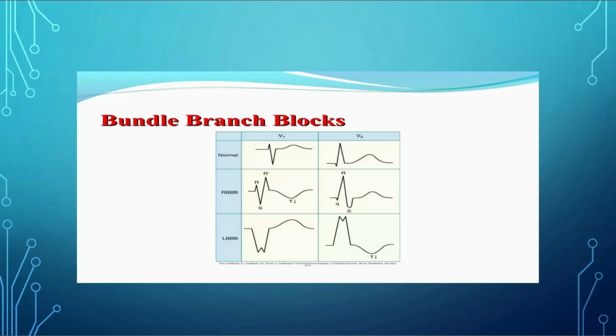So you can see this is normal in V1 and V6. In right bundle branch block, you can see this R dash pattern. And in left bundle branch block, you can see this is the W in V1 and this M in V6. And there is a T wave inversion you can see in V6 in LBBB.